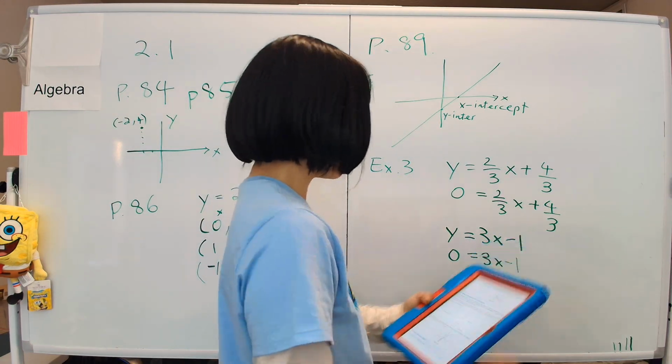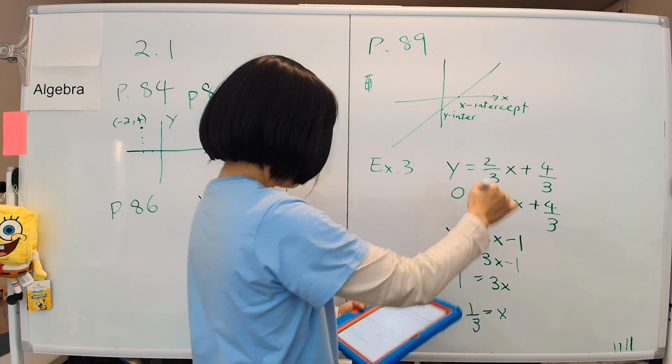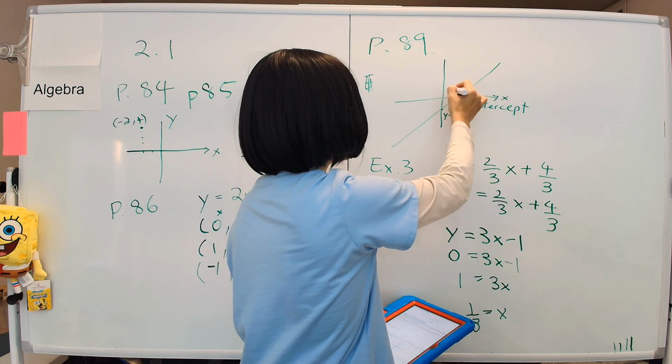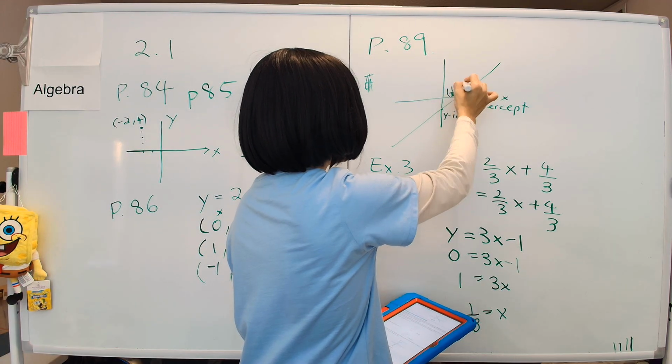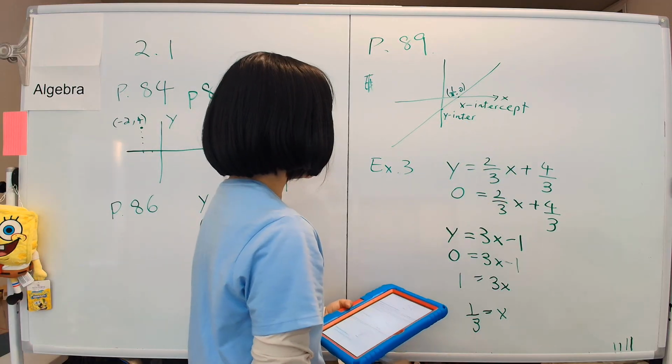And what is that? That's the x value of this point right here. So this point's x value is 1/3, and the y value of this point is 0. In a similar way, we're going to calculate the y-intercept.